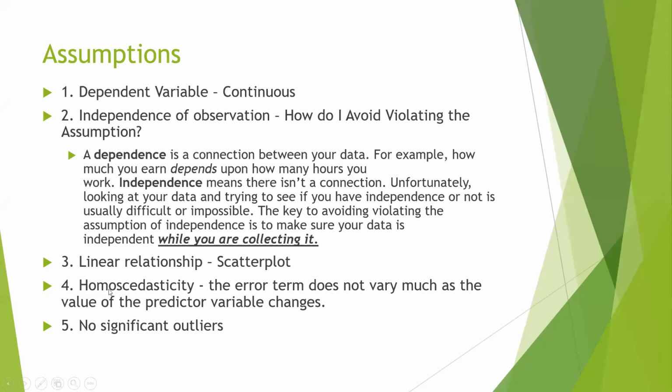The fourth one is homoscedasticity. This means the error term does not vary much as the value of the predictor variable changes. Don't worry about these terms; if you are not getting them, I have detailed slides. And the fifth assumption is that you should not have too many significant outliers, otherwise that is going to spoil your result and relationship.